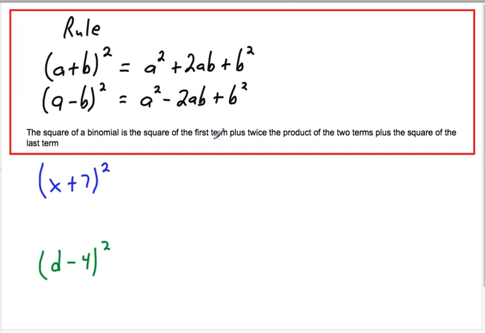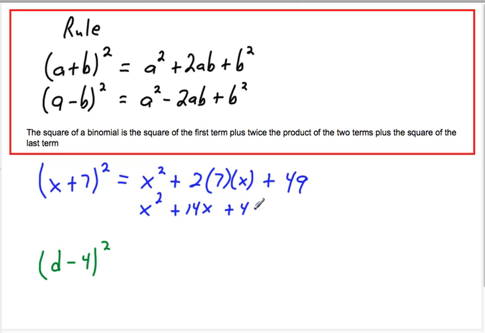So let's see how that works in the blue scenario. So first we're going to square the first term, so x squared. Then we're going to find the product of the two terms, so 7 times x, and then double it, so twice the product, so plus, so 7x times 2 is 14x. What I might do instead is do it like this, and then I'll simplify it. So I'll say twice the product of the two terms, and then the last term squared. So it's going to be x squared plus 14x plus 49.